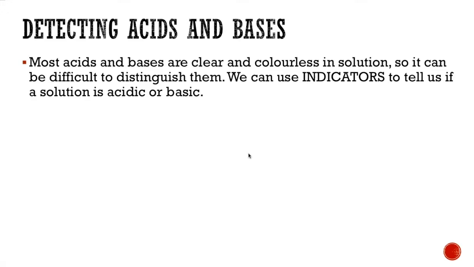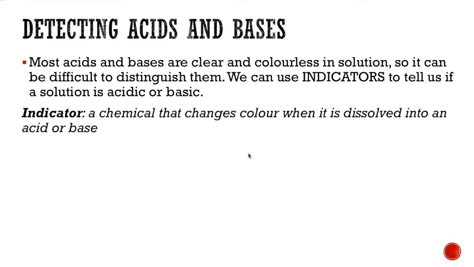Okay, detecting acids and bases. So most acids and bases are clear and colorless. So it can be really difficult to tell what it is you're looking at unless you have something that's labeled. If you were just looking at a clear colorless liquid, you wouldn't necessarily be able to easily tell whether or not it's an acid or a base. So we can use something called an indicator to tell us if the solution is acidic or basic. And an indicator is a chemical that changes color when it is dissolved into an acid or a base.